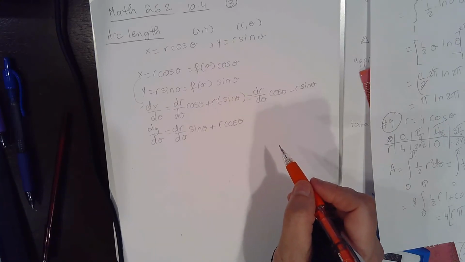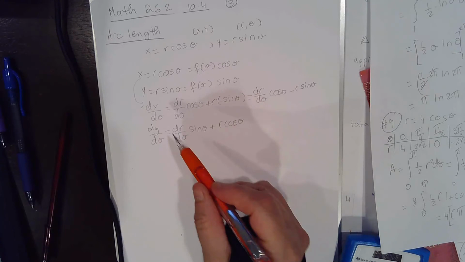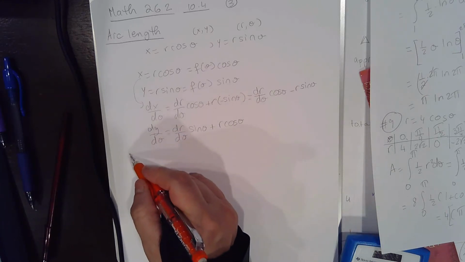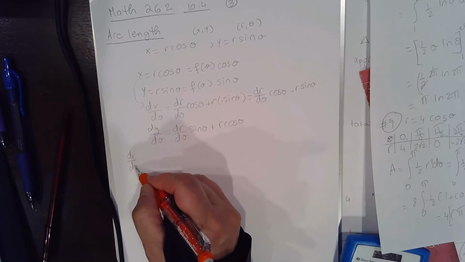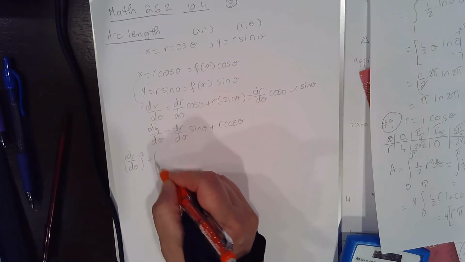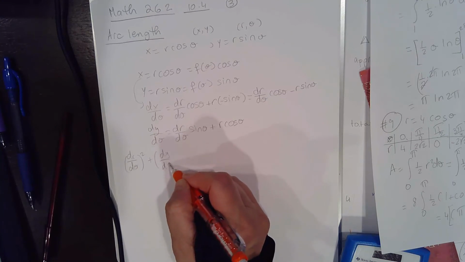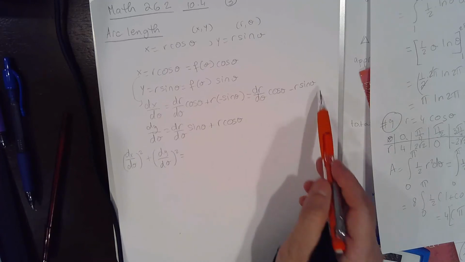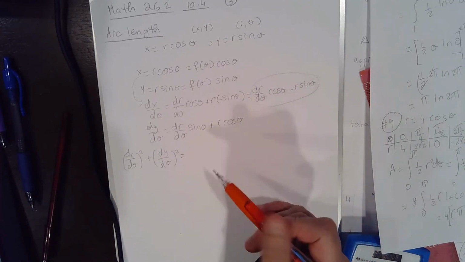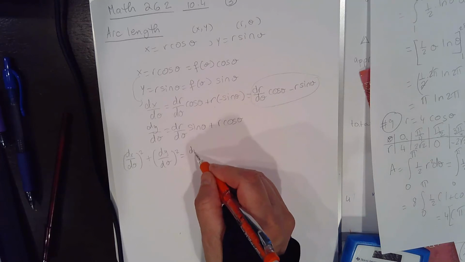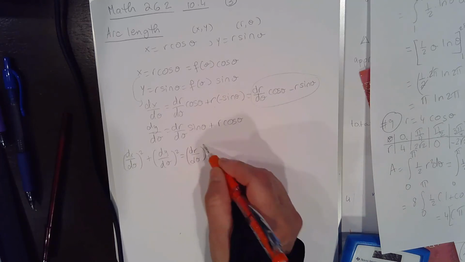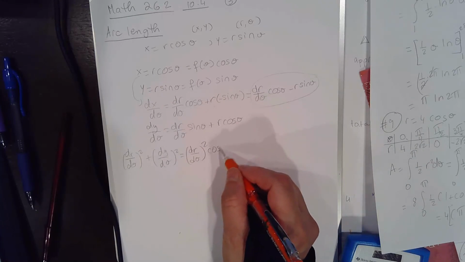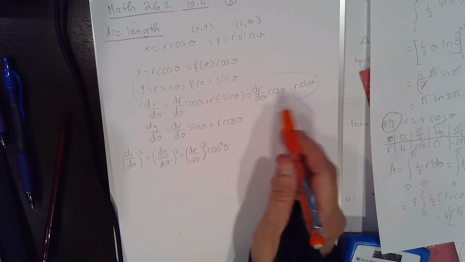Now if we add the square of both of them, what do we have? If we take (dx/dθ)² and add to it (dy/dθ)², what is that going to give you? So square this: it will be (dr/dθ)² times cos²θ. Remember, we are taking the square of this.